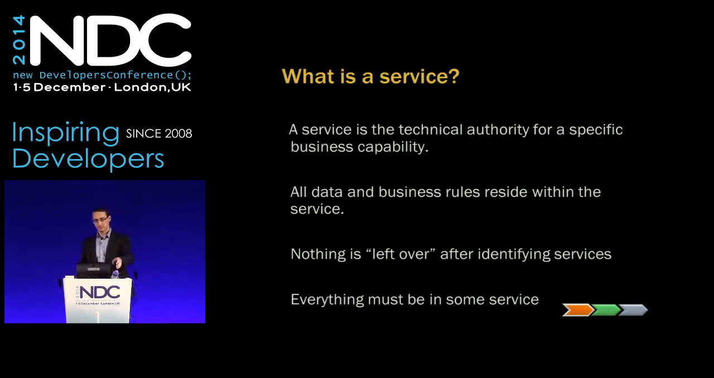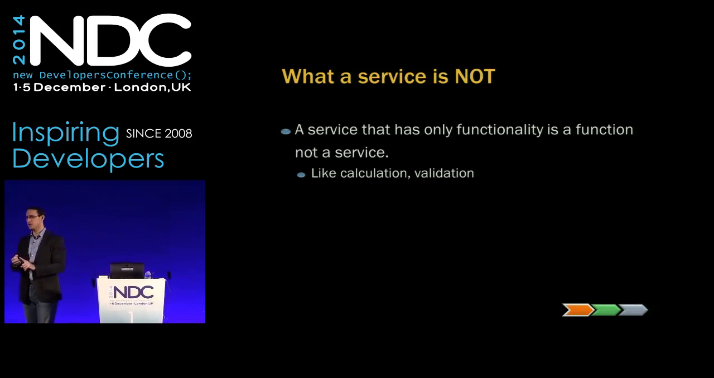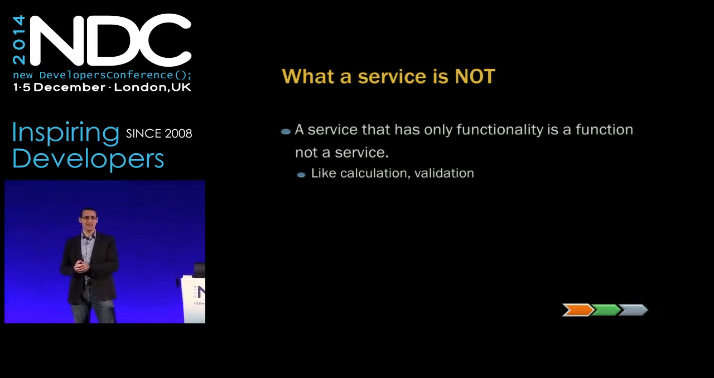Now, the problem is that a lot of things that people call services don't really fit this definition. For example, a service that has only functionality. It's a function, not a service. For example, calculation or validation. You can tack the word service onto the end of it, and I know lots of people do. This is a calculation service, a persistent service, a UI service, whatever service. Just use the word service to tack it onto something to make it sound more important.